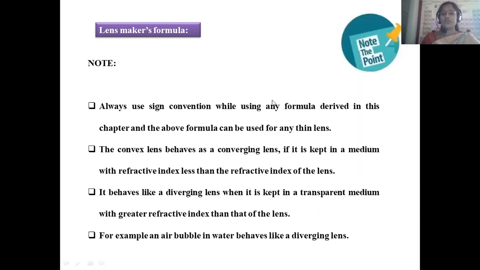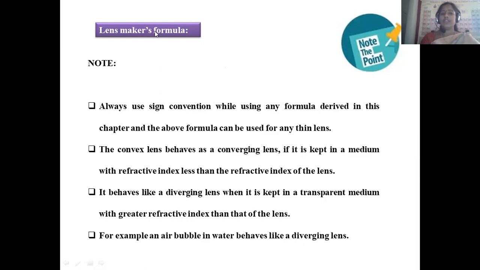Now, some of the points to be taken into consideration in the lens maker's formula. Always use the sign convention while using any formula derived in this chapter, and the above formula can be used for any thin lens. Sign convention is very essential. If you do not denote the exact sign of a particular parameter, the entire derivation will become erratic. That's the reason sign convention consideration is very essential for this lens maker formula.